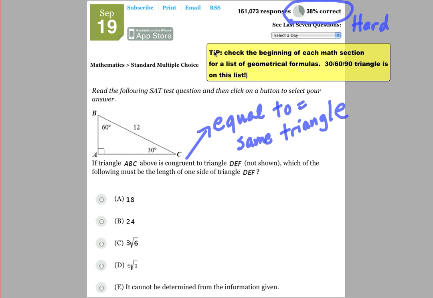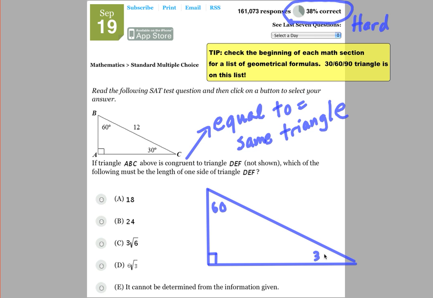Okay, and when you check that list, it's going to give you a bunch of ratios for a 30, 60, 90 triangle. So let's go ahead and draw a triangle here. Make it roughly a 30, 60, 90. Okay, so this is going to be a right angle here. This is going to be our 60 degrees and our 30 degrees. Let's go ahead and notate it here. So 60, 30, and 90. Now it'll tell you that the ratio is going to be x, 2x for the hypotenuse and x root 3 for that middle side.